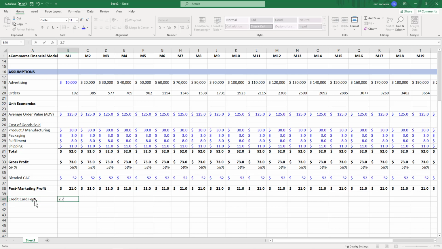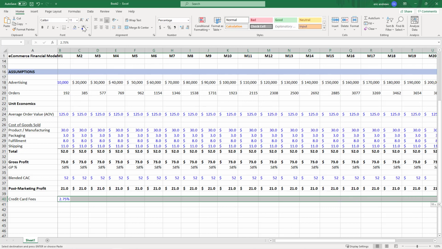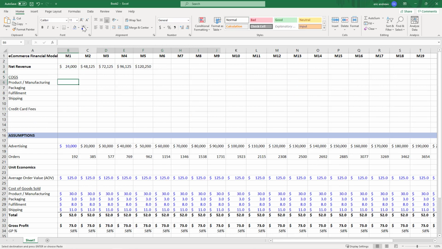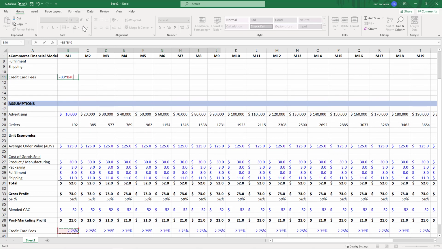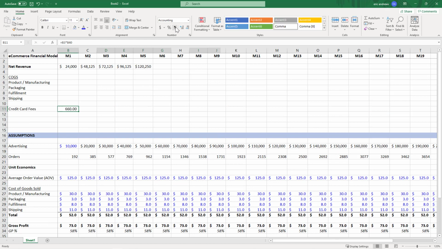So all we have to do is create an assumption, 2.75%, and let's just copy that across all the way, 2 years. Okay, so what we need to do here is we need to multiply our revenue times 2.75%, sadly. Okay, so that's roughly what the credit card fees should cost. Okay, so what about these other things?